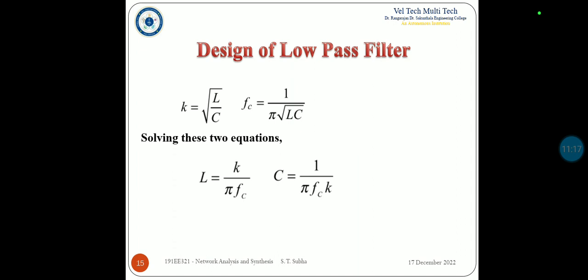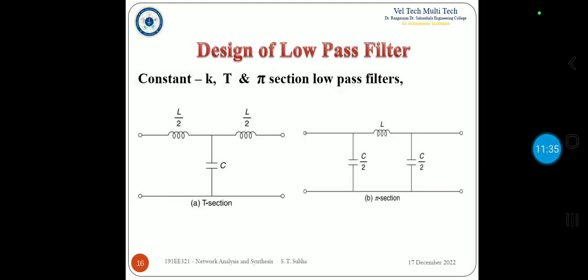Using these two values, that is design impedance and cutoff frequency, we can obtain the values of L and C as below. The value of inductor will be k by pi into Fc, while the value of capacitor will be 1 by pi Fc into k.